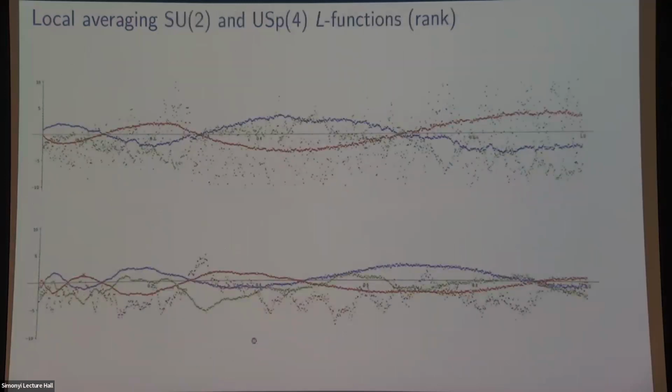And then lastly, I wanted to show you a rank plot, where now I've separated out rank 0, 1, 2, 3, 4. This is for SU2, the original elliptic curve, and then this is USP4, genus 2 curves. So getting back to this variance, the variance seems to have shrunk once you do this local average. Wow. Quite dramatically. Yeah, I'm excited about this.